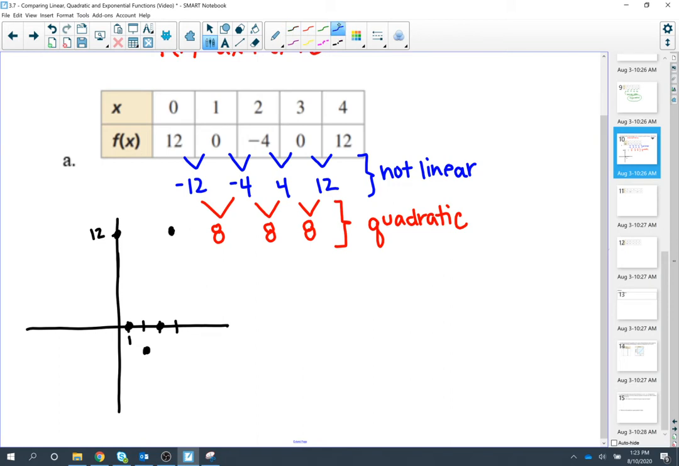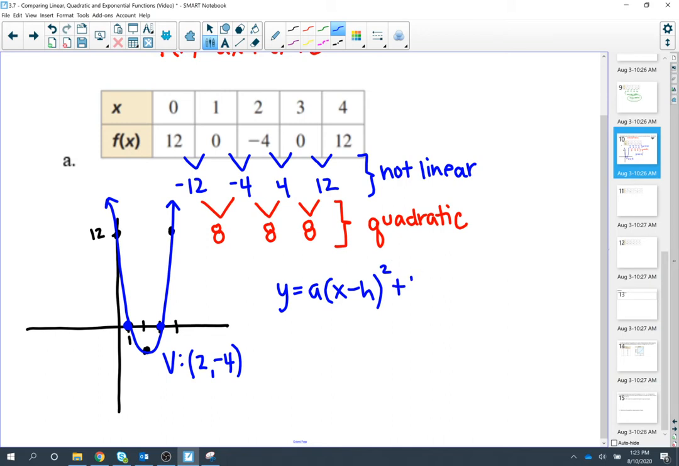So if you look at what you're given, you're actually given a nice parabola. And even more so, you're given the vertex. So I know that the vertex is going to be at 2, negative 4. Given that I have the vertex, I'm also given the x-intercepts. But I personally like to deal with vertex form just because I'm more comfortable with it. If you like intercept form, use it. But I'm going to go with y equals a times x minus h squared plus k.